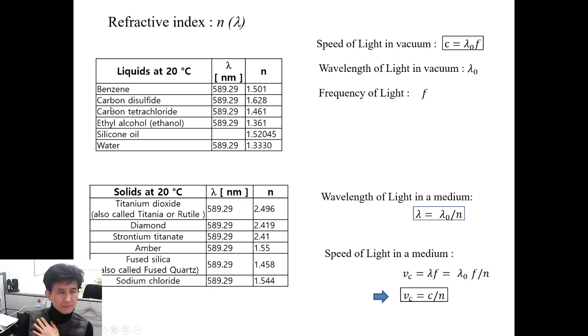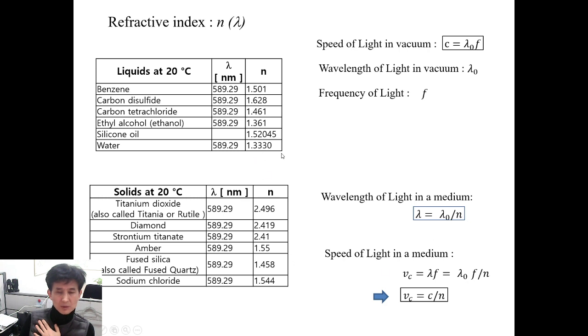For a lot of oils and ethanol, it is 1.3, 1.5 and so on. Water, for example, has a refractive index of 1.330. For typical glass, fused silica, it has a refractive index of 1.45, 1.5 and so on. So for light within these mediums, the speed of light is reduced to C over n because f is the same, but the wavelength is reduced to lambda 0 over n.